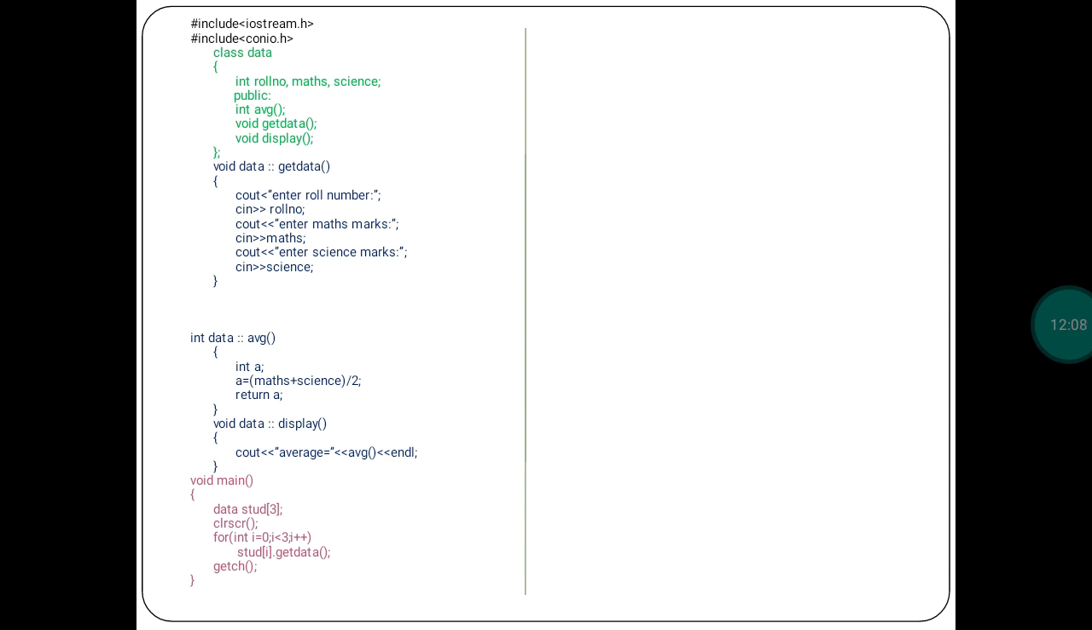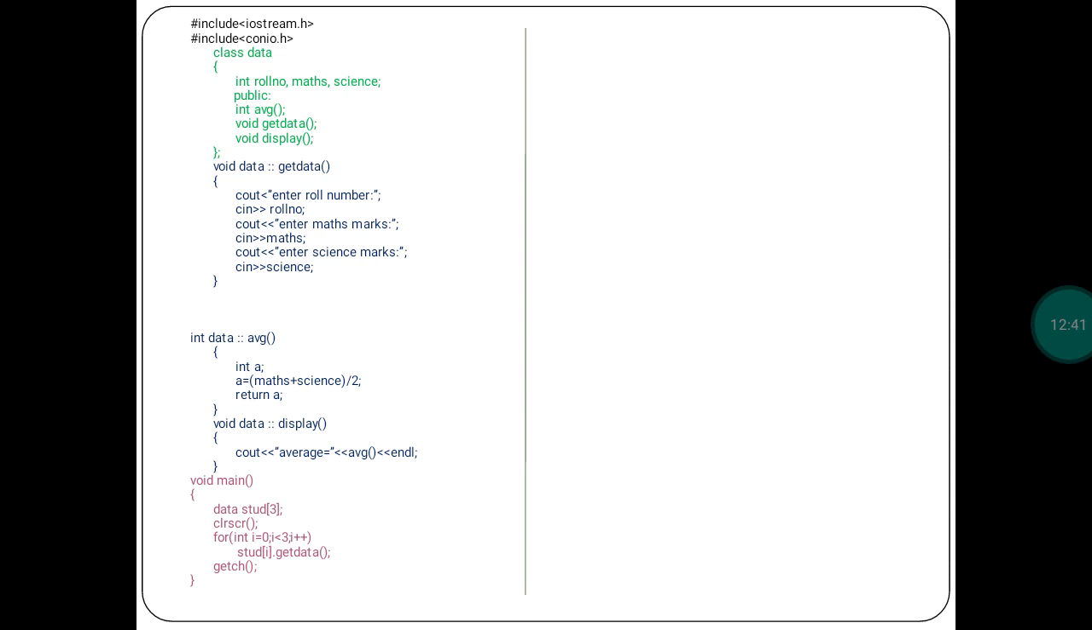Then in void main, data is the class name. Stud array size 3: stud is the object and 3 is the array size. So in this program we input 3 students' information and display 3 students' average. Then clrscr means clear the screen, you know that one.